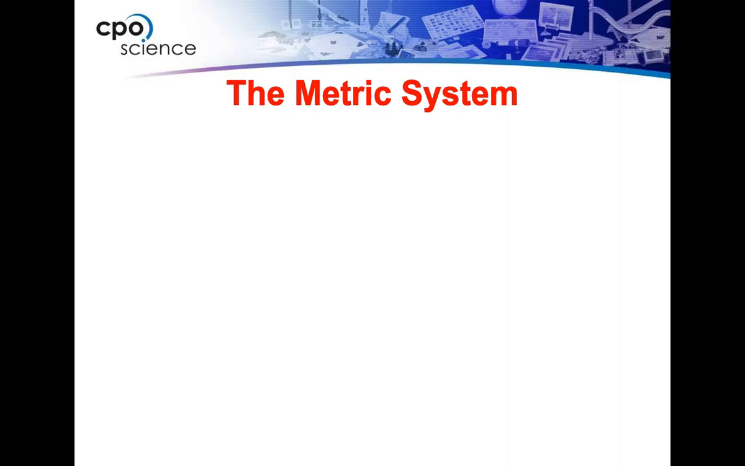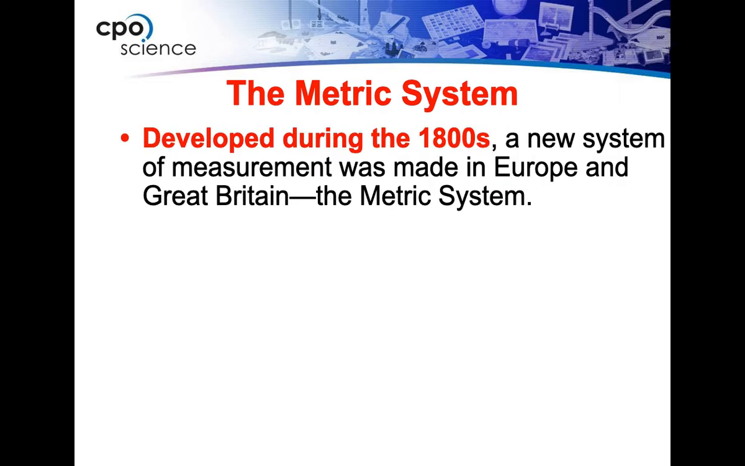And this is it. So in the 1800s, they developed what we now know as the metric system. So a new system of measurement was made in Europe and Great Britain, the metric system. And I know sometimes we hear the metric system and we're like, metric system. Metric system is wonderful. Once we get used to it, you start to see how much easier it is than the system that we use. And why do we use it in science? Because you got to remember, science is a global language.